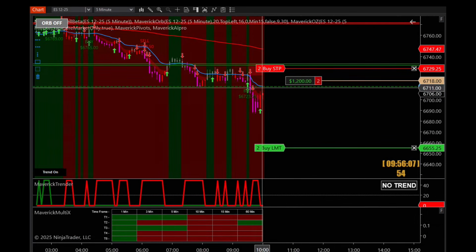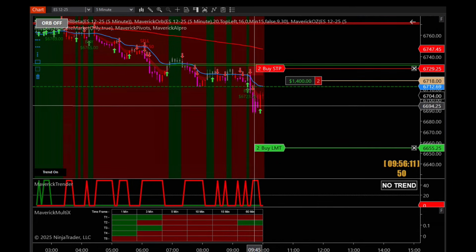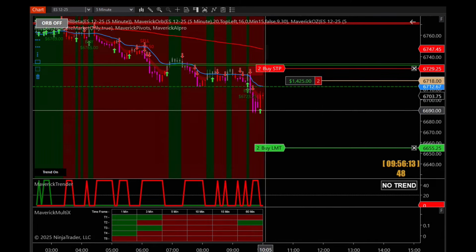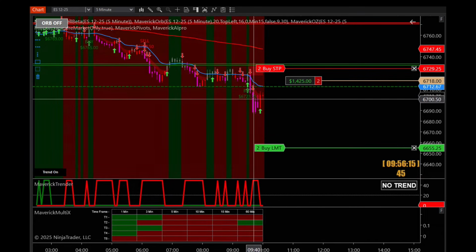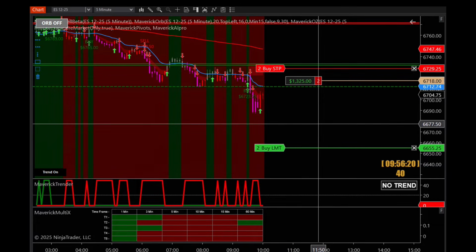Now again, we are getting a little bit of retracement here, totally normal because you just had multiple candles to the downside. The market doesn't just keep coming down. It's going to come down, it's going to come up, it's going to come back down, and so on and so forth. Okay, so I'm going to keep watching this trade here.